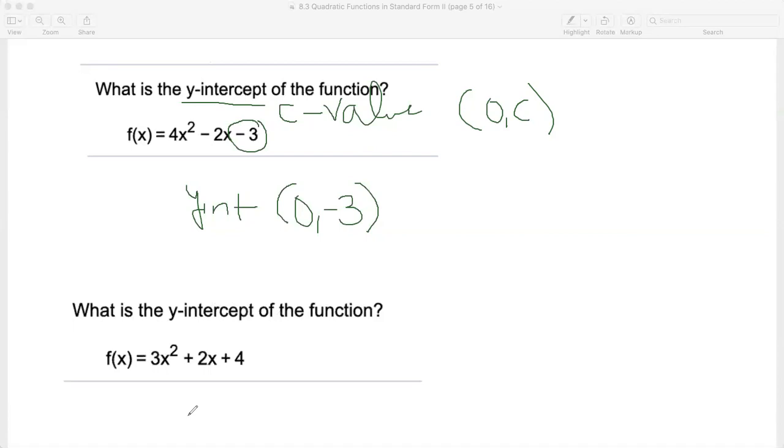Okay, why don't you pause and try this second example right below. Okay, welcome back. Your y-intercept is always your c value. So it's in standard form. Here's your c value. So your y-intercept is always going to be 0, comma, in this case 4. That's it. It's as simple as that.